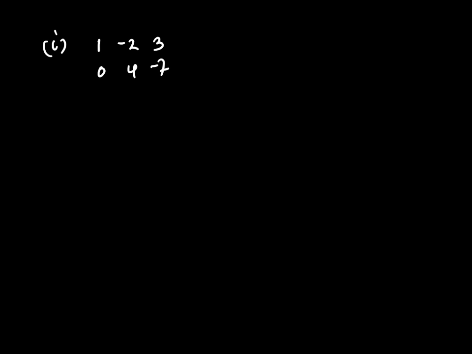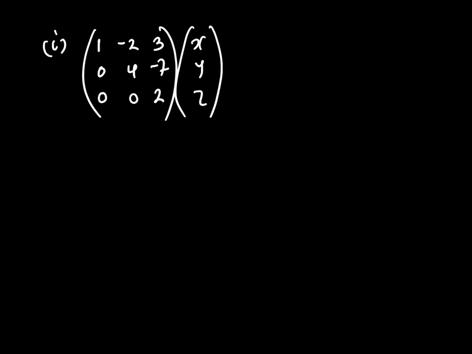You have been given something. Okay, this moved a bit, but it is okay. So the first part, they want us to find the value of x, y, and z. We have been given 1, -2, and a 3. Then they have given us 0, 4, -7, and then 0, 0, 2. Okay. Multiply this by x, y, z. Okay. And end up with 1, 2, 4.